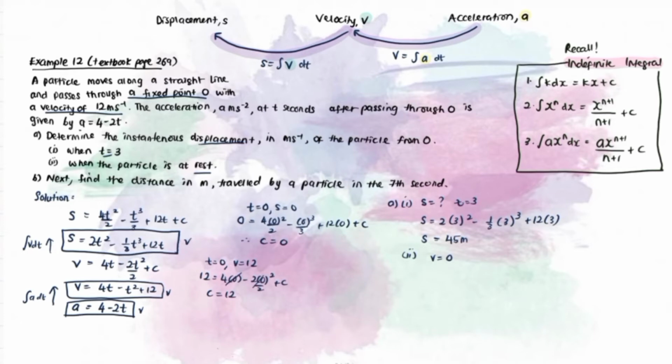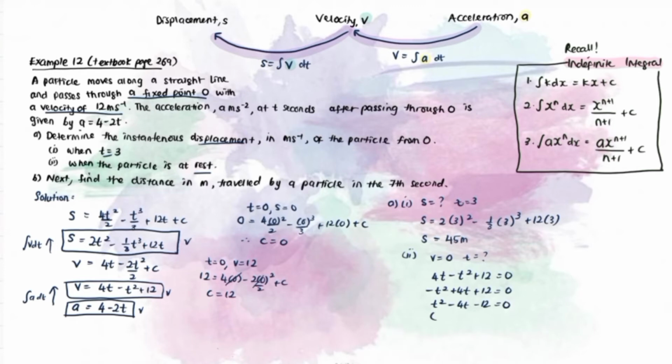Next, part 2: determine the instantaneous displacement when the particle is at rest. When the particle is at rest, v is equal to 0, so find the value of t. Look at the velocity function: 4t minus t squared plus 12 is equal to 0. Then we write it in general form: negative t squared plus 4t plus 12 is equal to 0, so t squared minus 4t minus 12 is equal to 0.